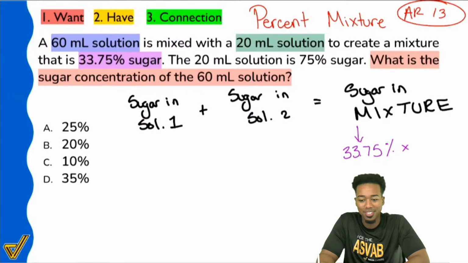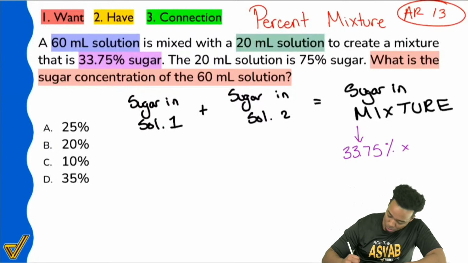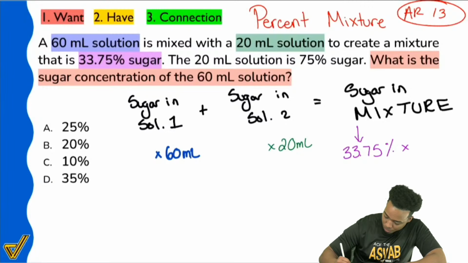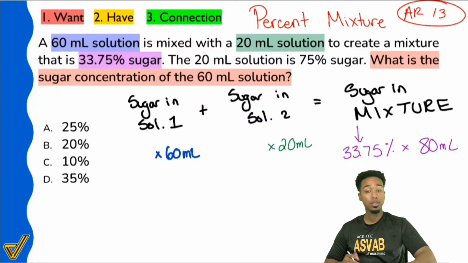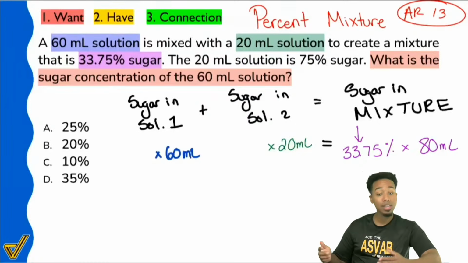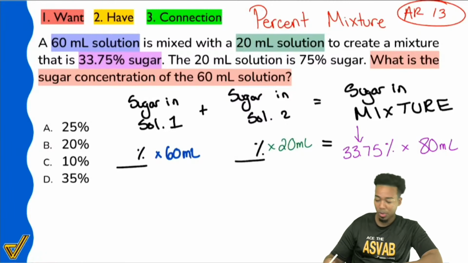And how do you know? Exactly. We have to add them. We're going to add the 60 milliliters from solution 1, and then we have the 20 milliliters from solution 2. That's going to create a total of 80 milliliters for the mixture. So let's go ahead and fill in the gaps here, because we have a percent that we need to multiply here and a percent that we have to multiply there.